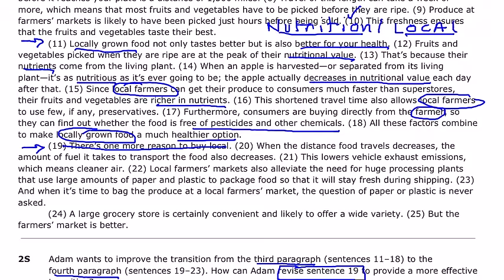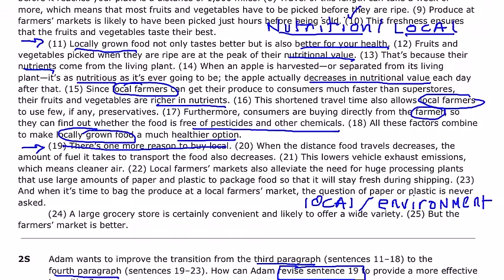the question of paper or plastic is never asked. So much like the first paragraph I read, the idea of local is important, and then I see a lot of words and phrases that make me think about the environment and protecting the environment. So I'm going to go back in and find those words and phrases just to be sure that I'm accurate and that I have some evidence about what I'm thinking.